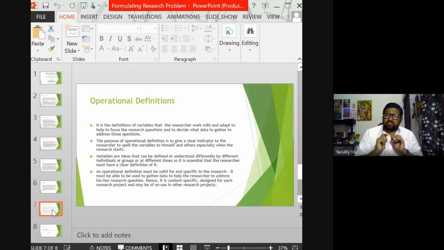Why must the researcher define the variable? Because people understand variables in different ways. There are multiple understandings of variables. So that's why the researcher must define the variable to serve the purpose of his research. An operational definition must be valid and specific to the research. That means an operational definition, what you as a researcher have designed, is valid and specific to your own research.